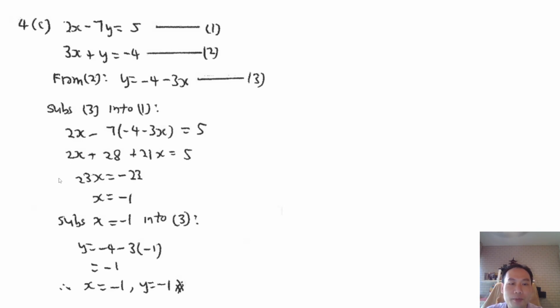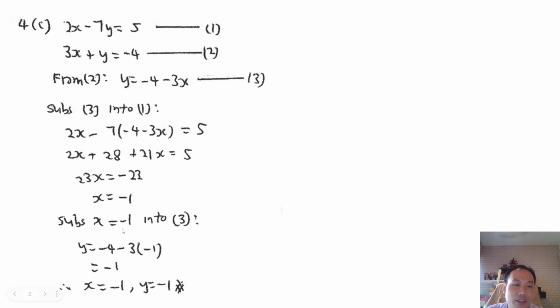Okay, continue to simplify. We will have 23x equals to negative 23, giving us the solution x equals to negative 1. Now, once again, I'd like to remind you, do not forget to find y after we have found our x. So substitute x equals to negative 1 back into either one of the earlier equations. But in this case, substituting back into equation 3 makes the most sense because y is already the subject, right? So we do not need to do any manipulation if we do that.